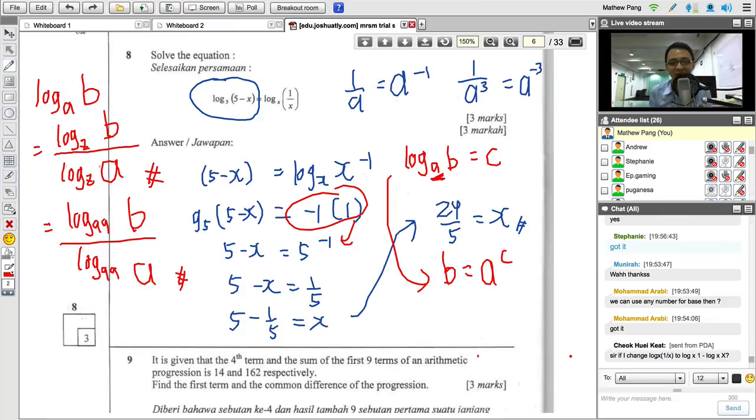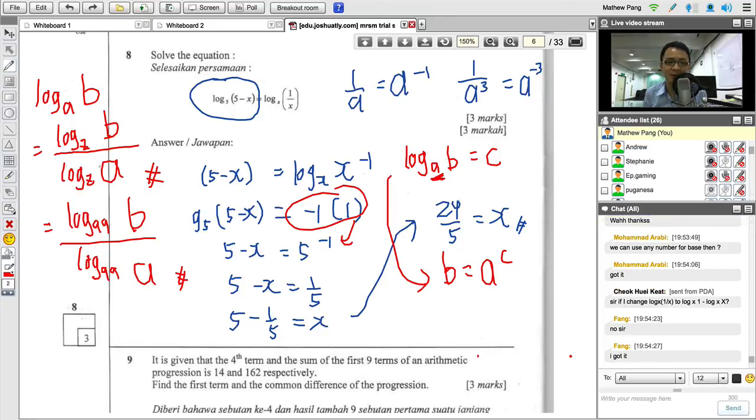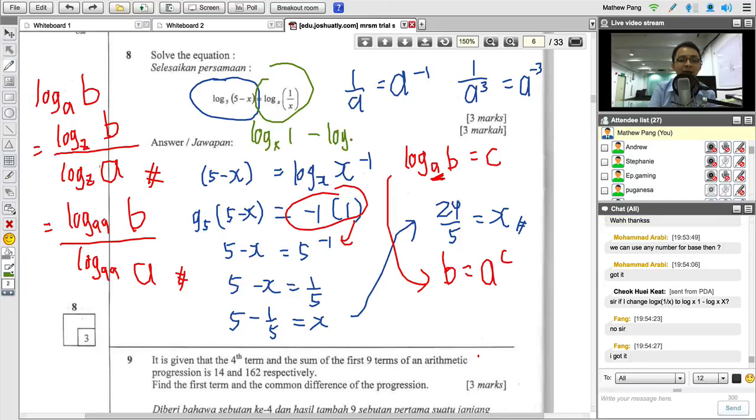If we change from log 1 over x to log x, yes, you can do that also. This is a very good question from a student here. You can change this one to log_x 1 minus log_x x, and then you will get the same answer as just now, negative 1, isn't it?